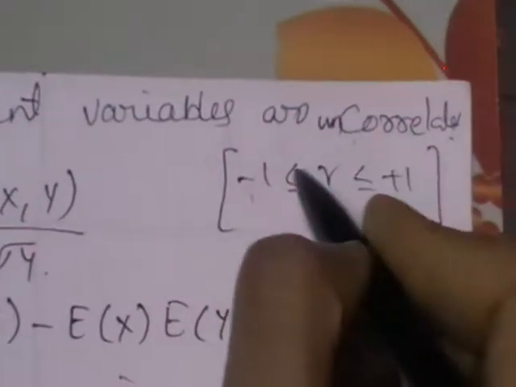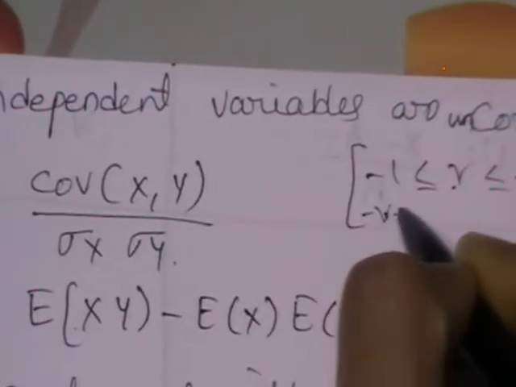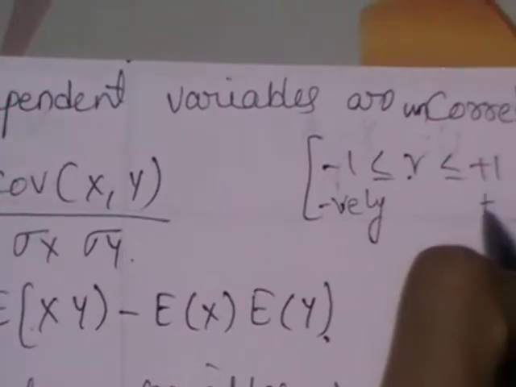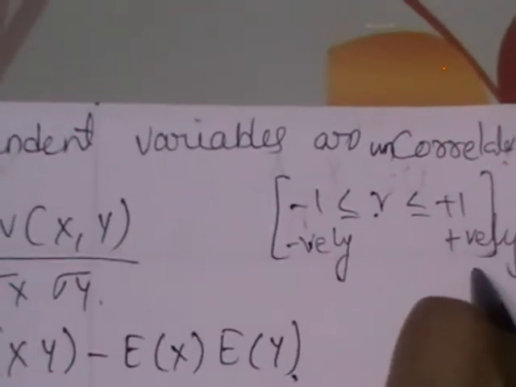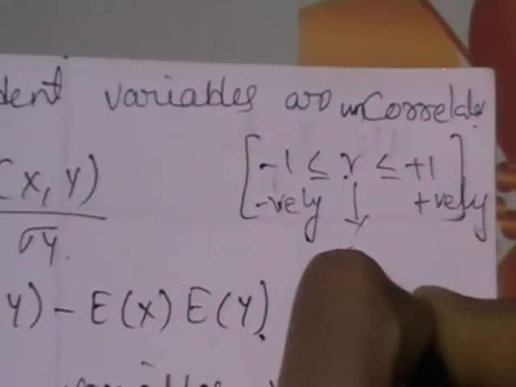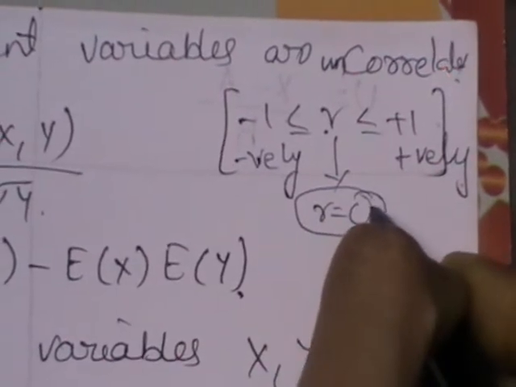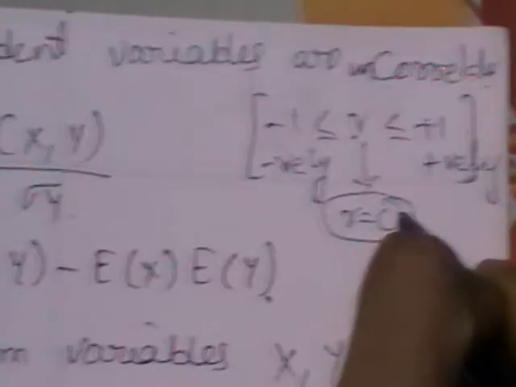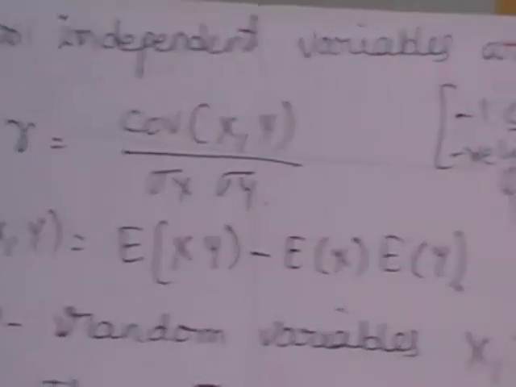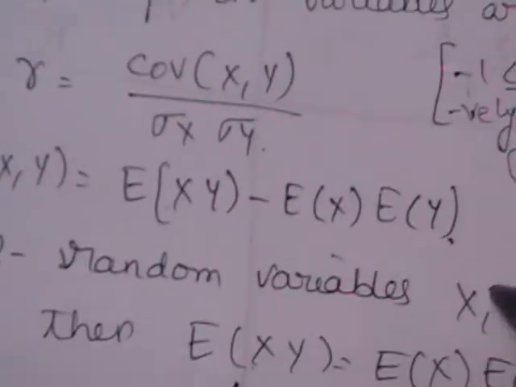Whenever R takes the value minus 1, we say they are negatively correlated. If the R value is plus 1, we say those two are positively correlated. Whenever R is equal to 0, an intermediate value between these two, we say that those two variables are uncorrelated. Now, whenever we obtain the R value as 0, we can conclude that the two variables are uncorrelated.